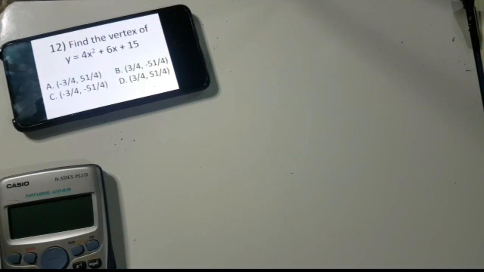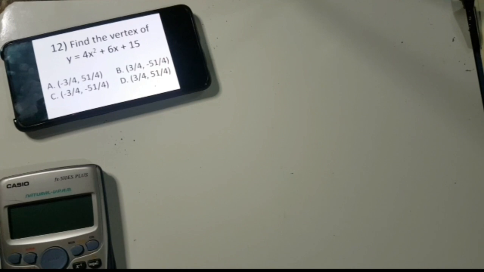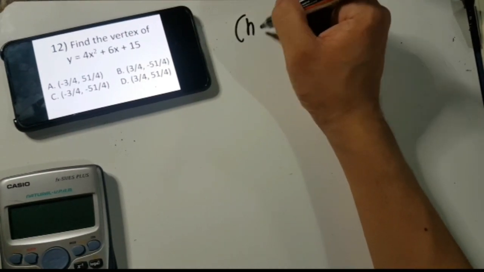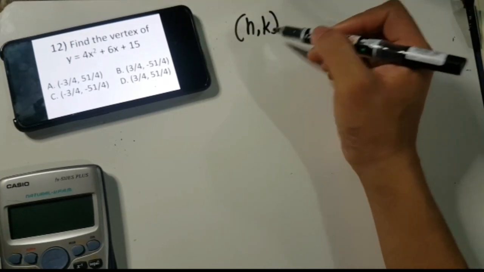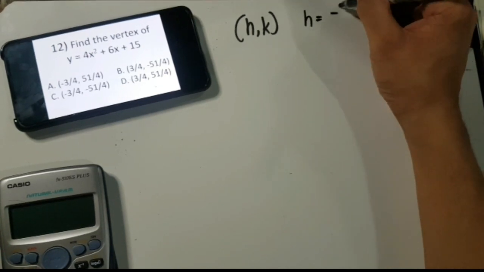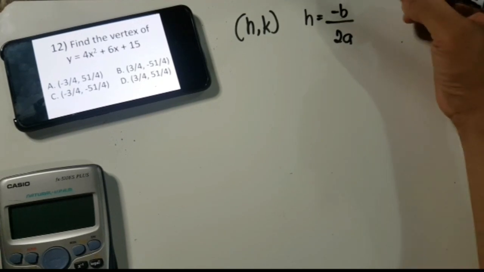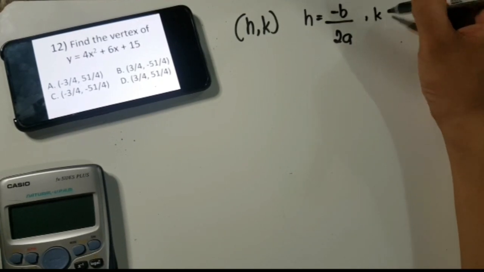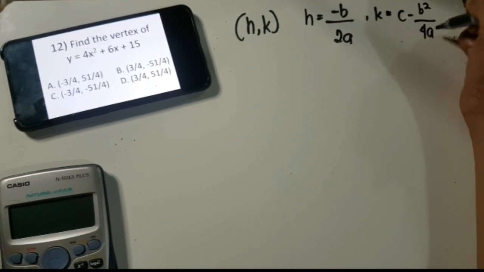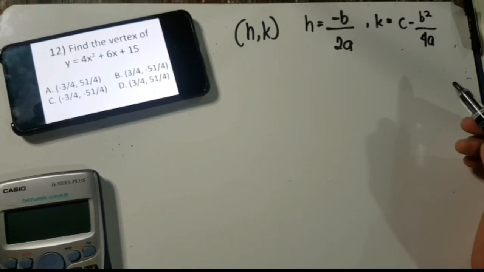Next question. Find the vertex of y is equal to 4x squared plus 6x plus 15. So, ito pong question natin is quadratic equation. So, this is parabola. So, to solve for the vertex is h, k, given h and k. So, anong formula for h? So, h is negative b over 2a. K is c minus b squared over 4a. So, ito rin yung formula natin kanina sa minimum value.